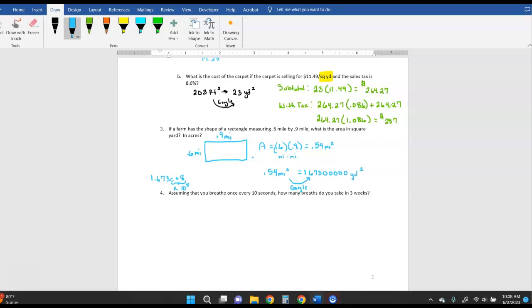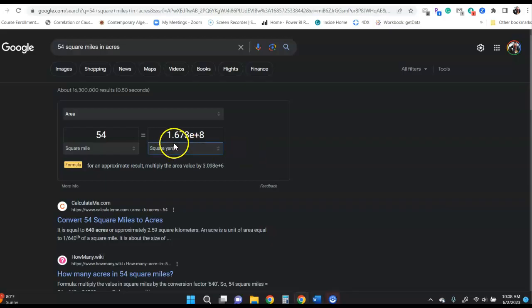Because remember, a mile is much larger than a yard, so that means we have a whole lot more yards than we do miles. And I can put some commas in here if we want to try and read this number. So this is 167,300,000 square yards. And we're also going to Google that and find out how many acres. I'm going to Google again. And all we have to do is change our drop down from square yards to acres.